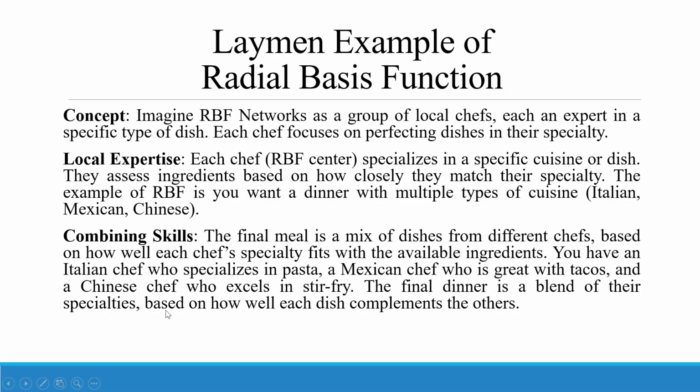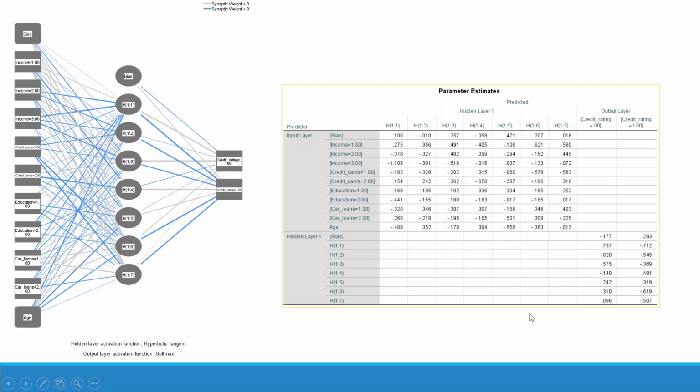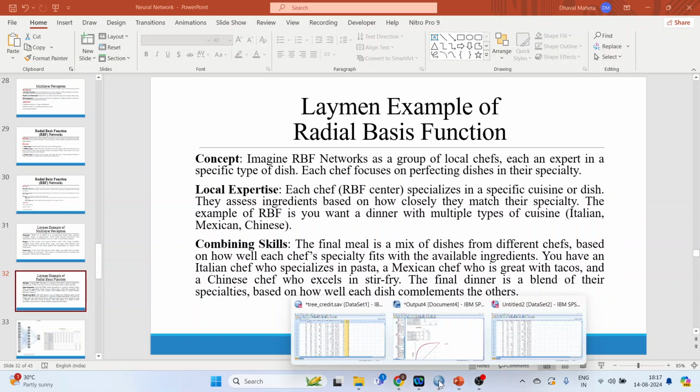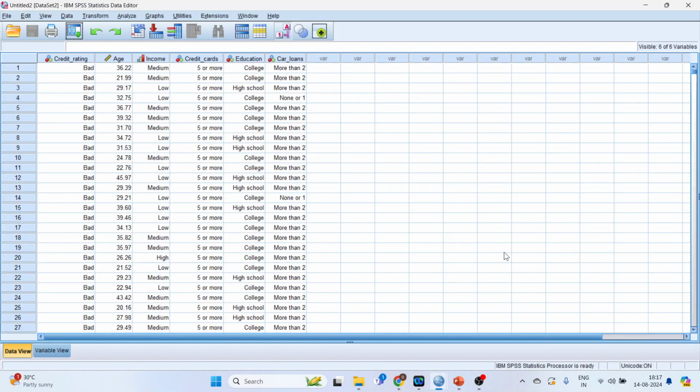You have an Italian chef who specializes in pasta, a Mexican chef who is great with tacos, and a Chinese chef who excels in stir fry. The final dinner is a blend of their specialties based on how well each dish complements the others. So now let's go to the SPSS data set. Here is the data.